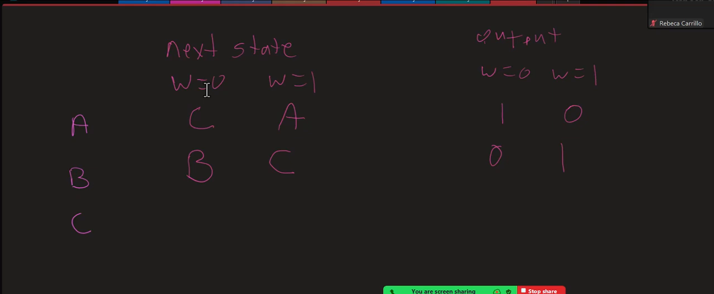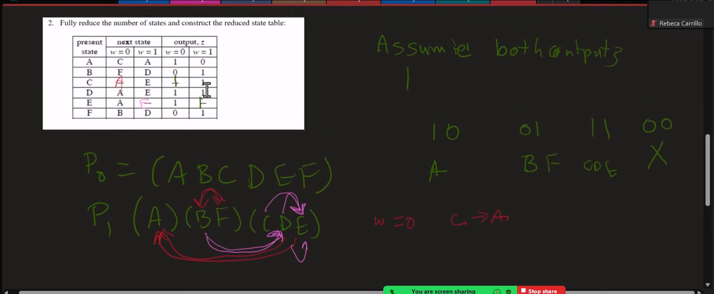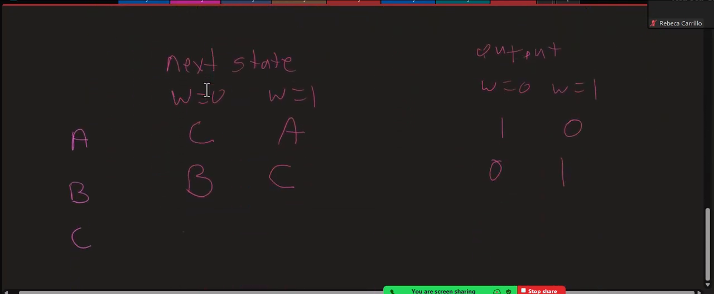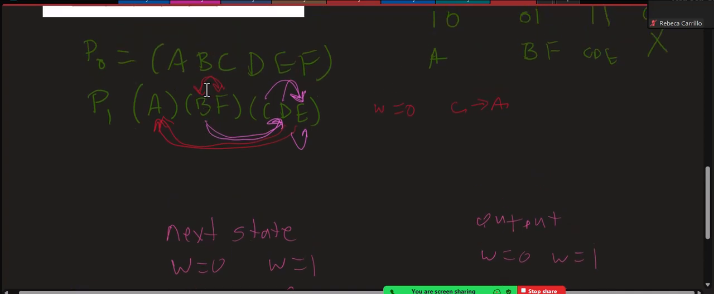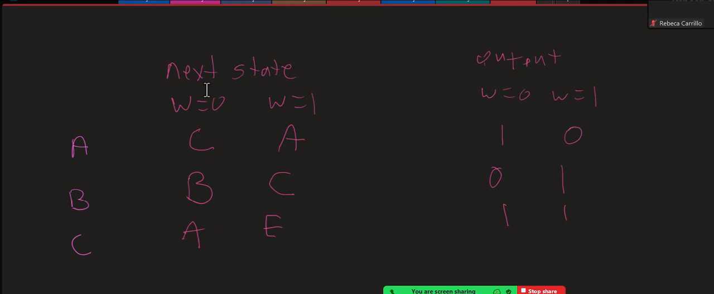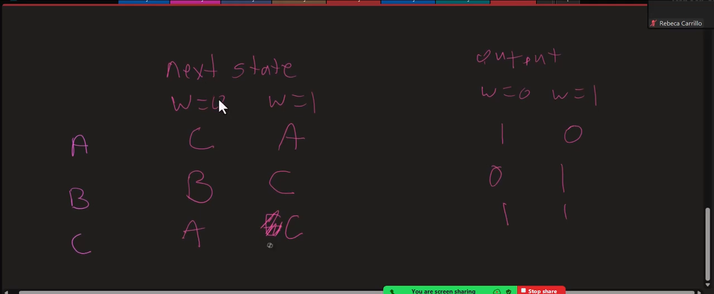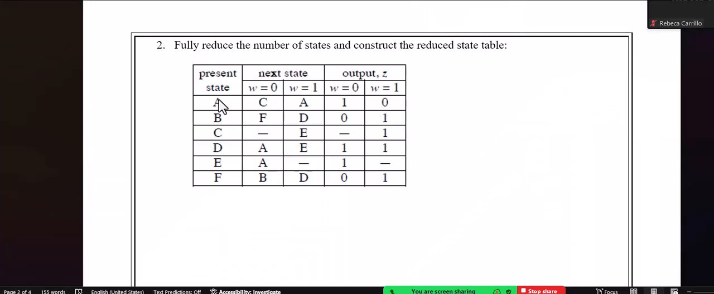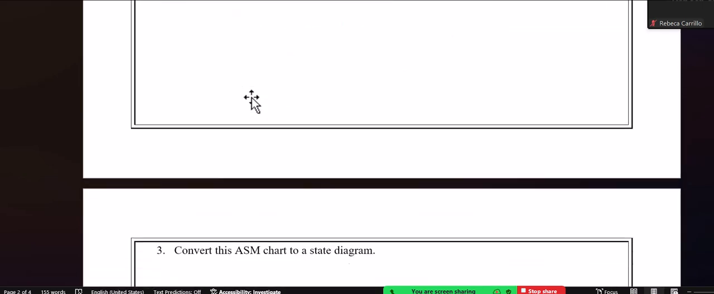And for C, what did we decide? C goes to A when W is 0, and C goes to E when W is 1, and the output is 1, 1. But the E is combined. Oh, right. So what is E now? C. I messed up on my homework because of that. The state tables that I have are undefined.